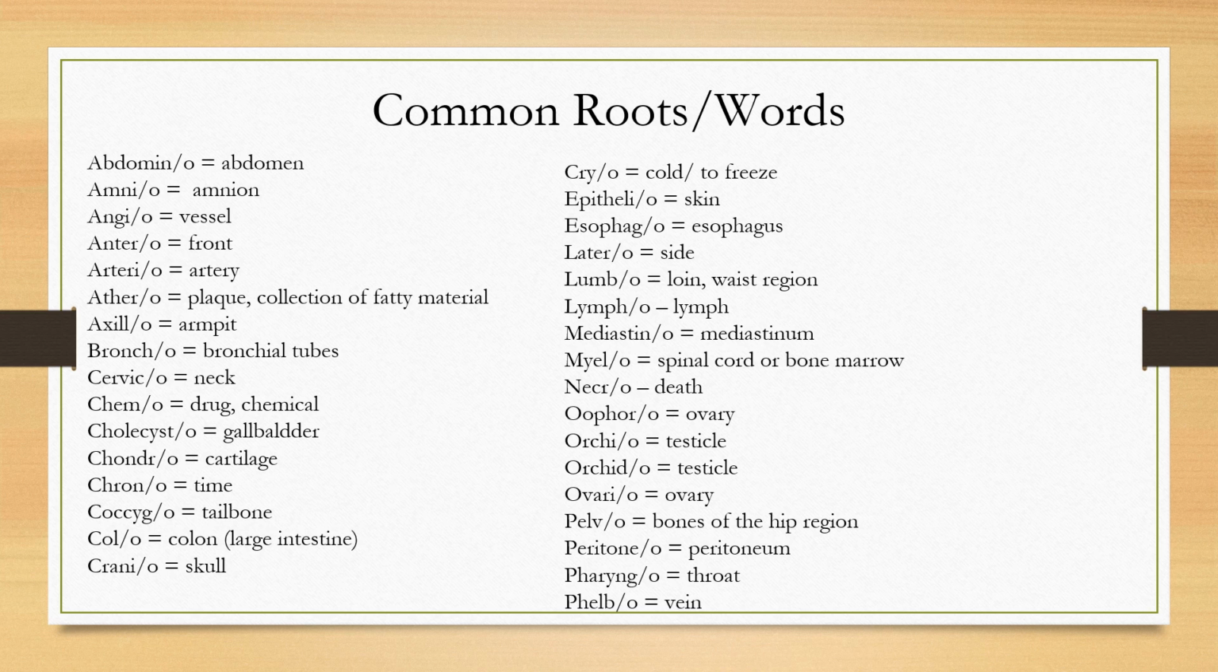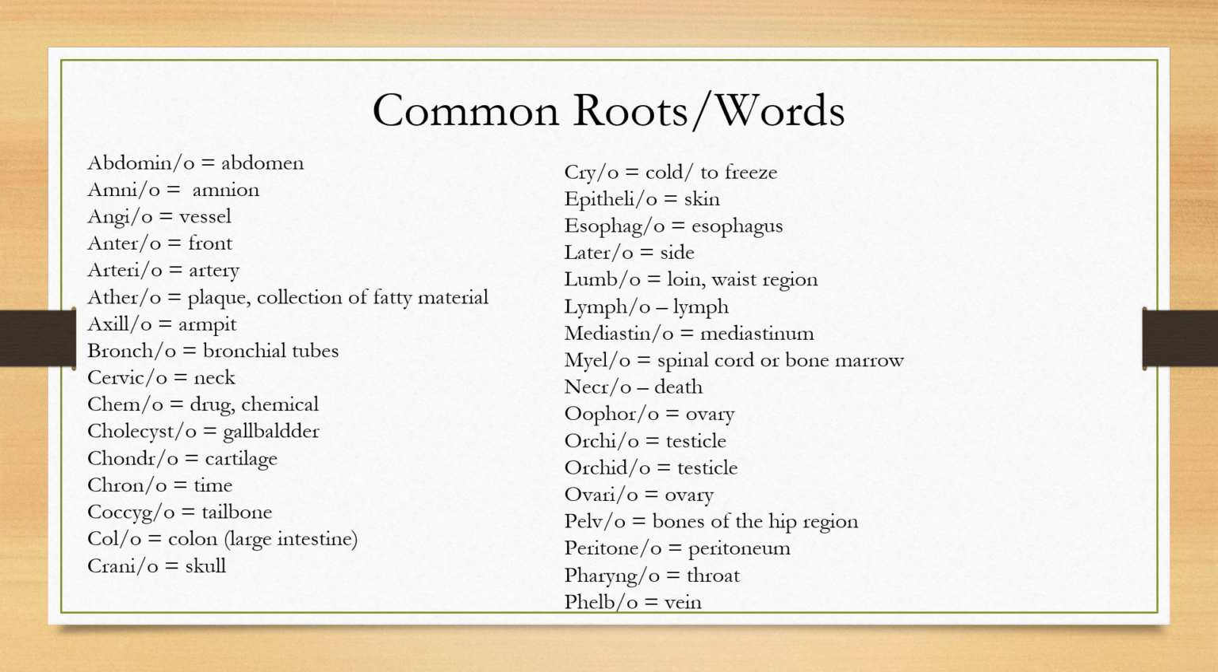Epithelio, this refers to your skin. Esophago is the esophagus. Latero is one side. Lumbo is your loin or waist region. Lympho refers to your lymphatic system or lymph. Mediastino, this refers to the mediastinum. This is the space between your lungs but in front of your esophagus. Myelo, this is your spinal cord or bone marrow. Necro, this is death. So anytime you see necro anything, it refers to the death of something.